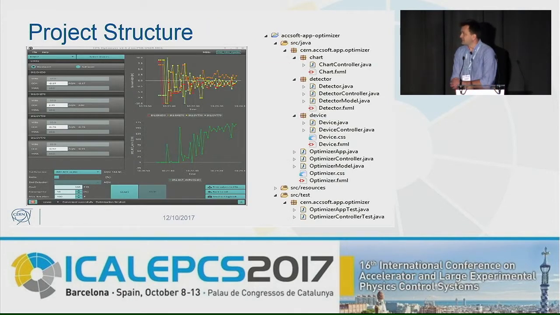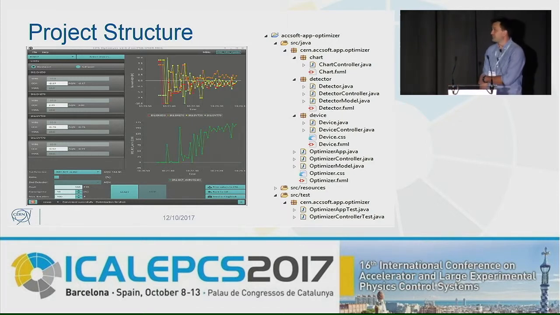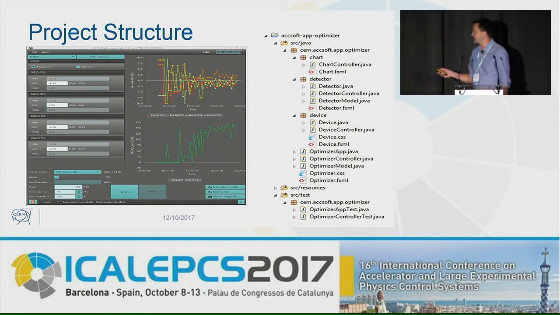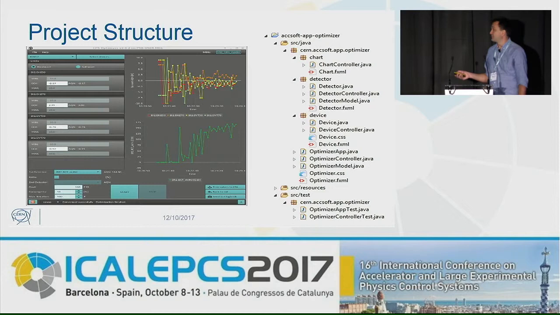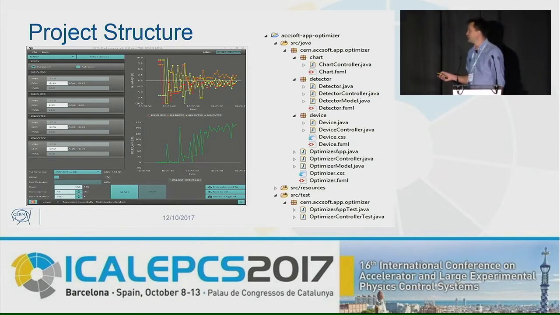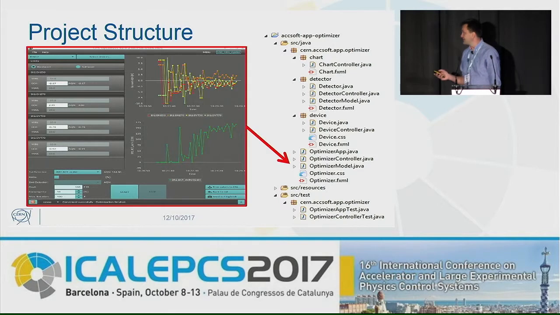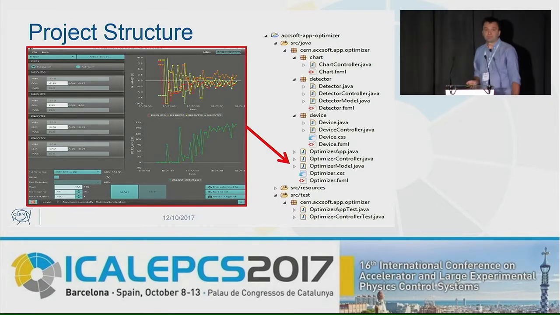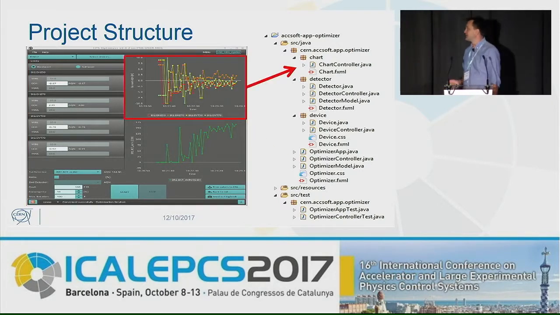So for the structure, we decided to stick to a simple convention. The idea is that all the elements of a single view have a common prefix, which is the name of the view, okay? And in addition, you put all those elements in a dedicated Java package. So this is quite obvious, I would say, and a pretty easy to remember convention.